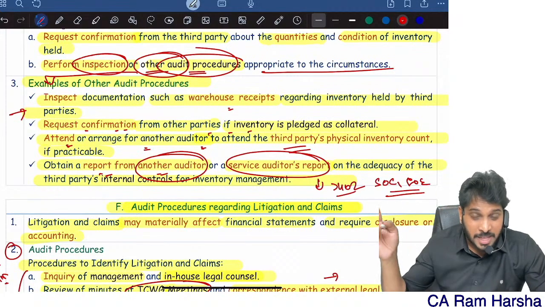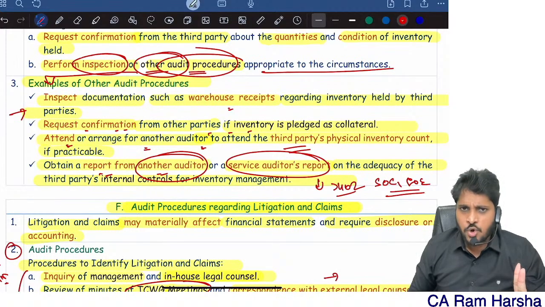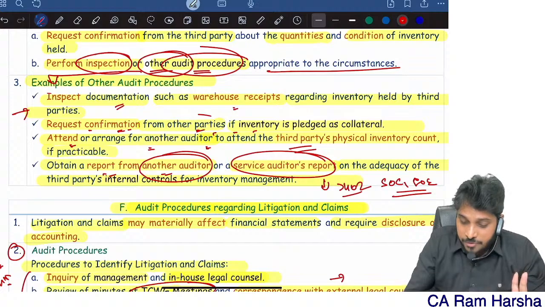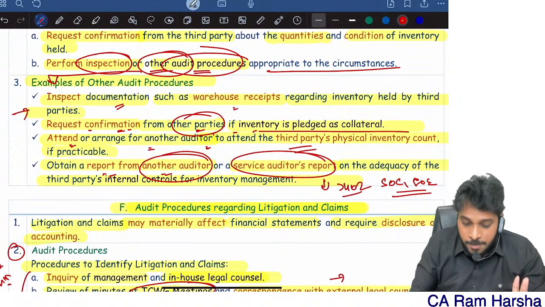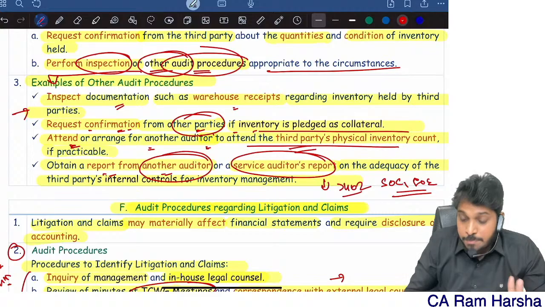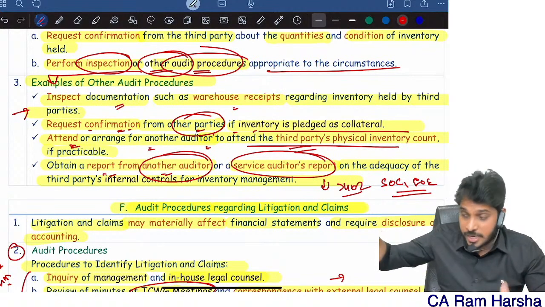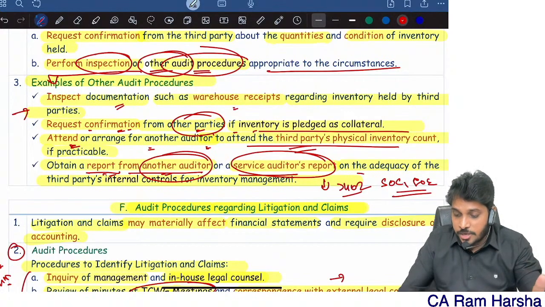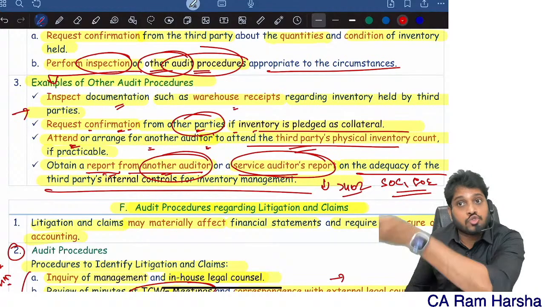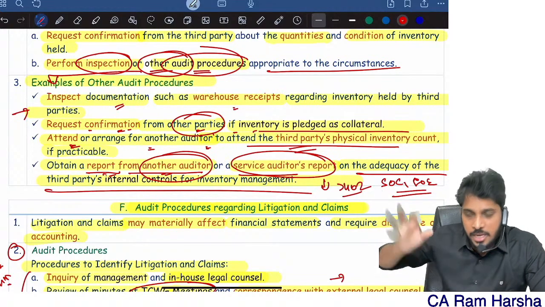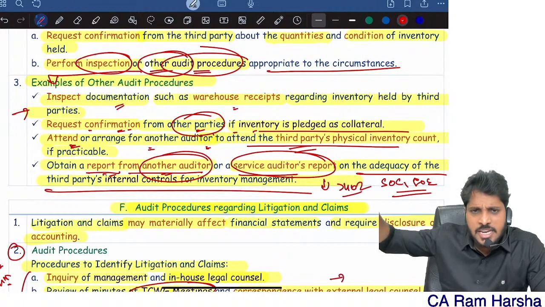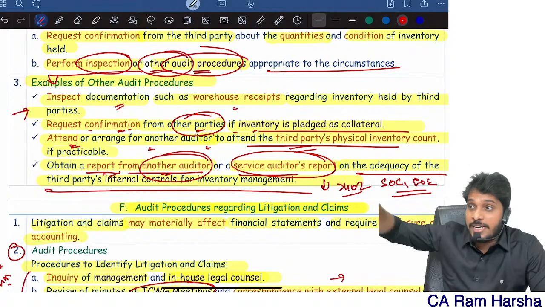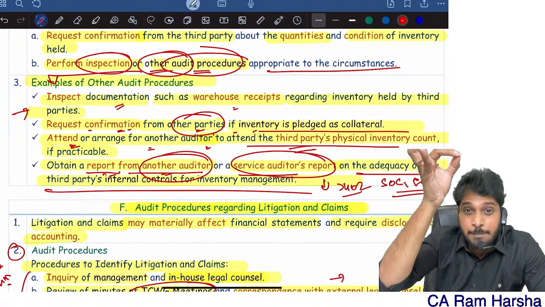So when inventory is with another third party, request confirmation, directly go and do inspection or other procedures. Other procedure means what? Like check the documentation. Request confirmation from other parties if inventory is pledged as collateral. Attend the third party physical count procedure. Third party is doing physical counting, right? Go and attend or send somebody else, or get a report from another auditor or service auditor on adequacy of third party internal controls over inventory. So get evidence on counting, inventory controls, attend physical inventory counting done by the third party, inspect documentation, or if the inventory is pledged as collateral, get a confirmation from them. These are examples of other audit procedures.